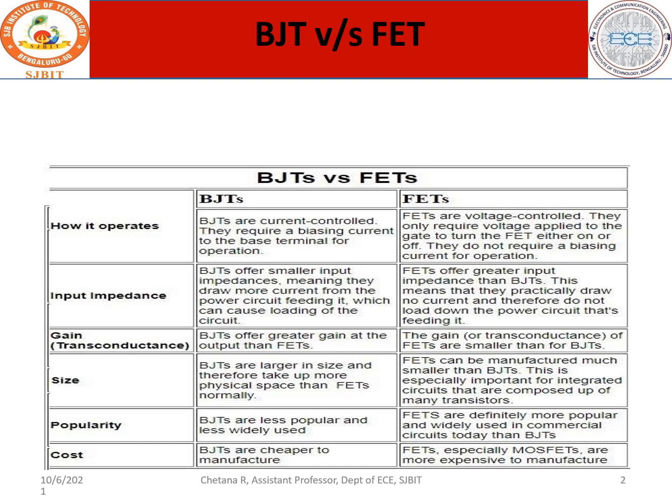Let us now look into the difference between BJT and FET. As we all know, BJT is a bipolar junction transistor and FET is a field effect transistor. And when you look in terms of operation, how does it operate? Basically, BJTs are current control devices.